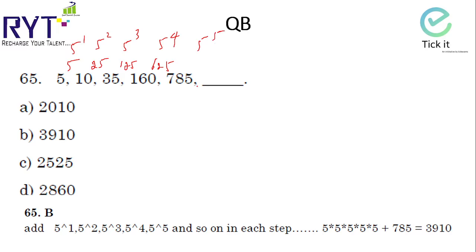Okay, if you add 5 to the power of 5 to this 785, you get 3910. 3910 is the correct answer. Okay, let us go.